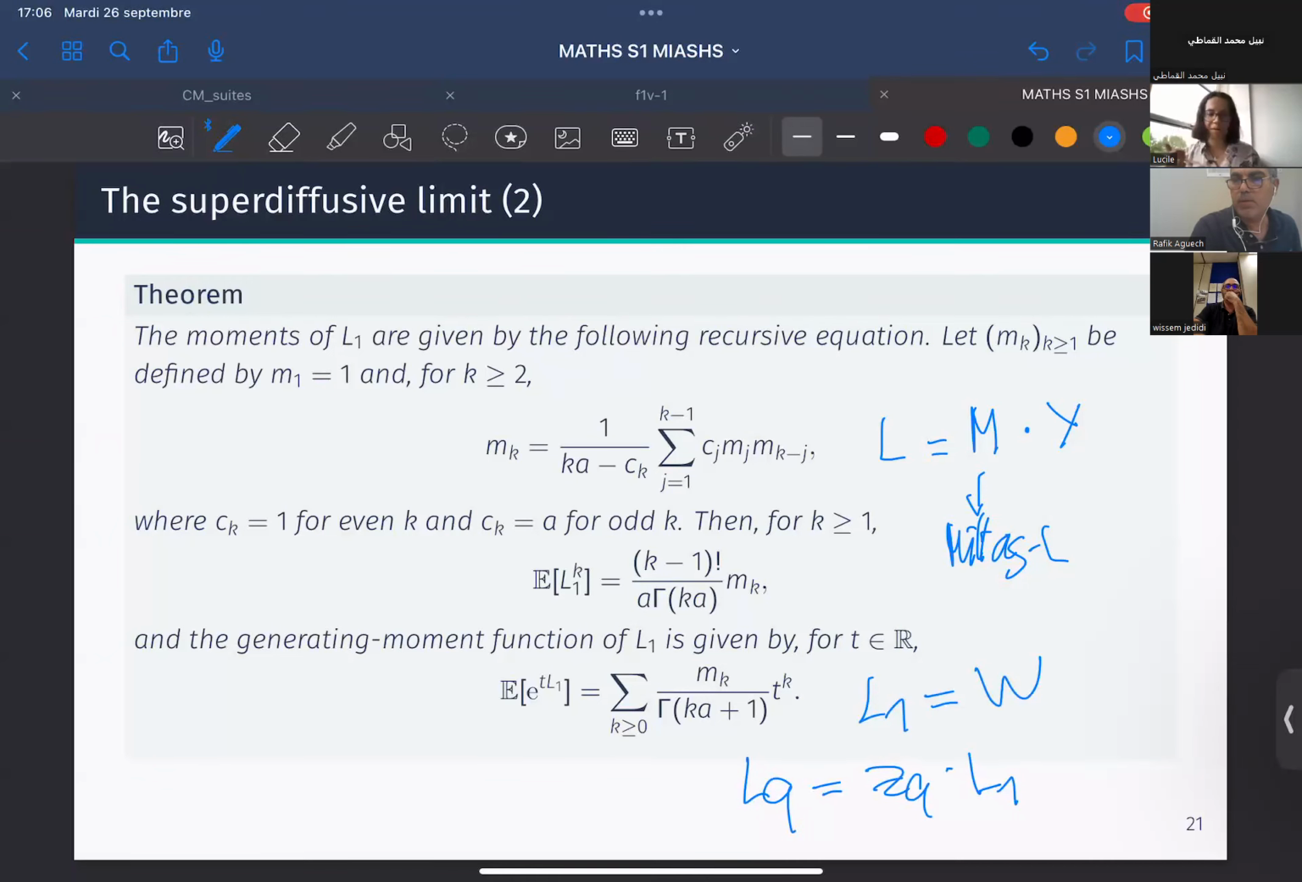Why do we have only one equation? That's because the application is contractant. Okay. Another question.